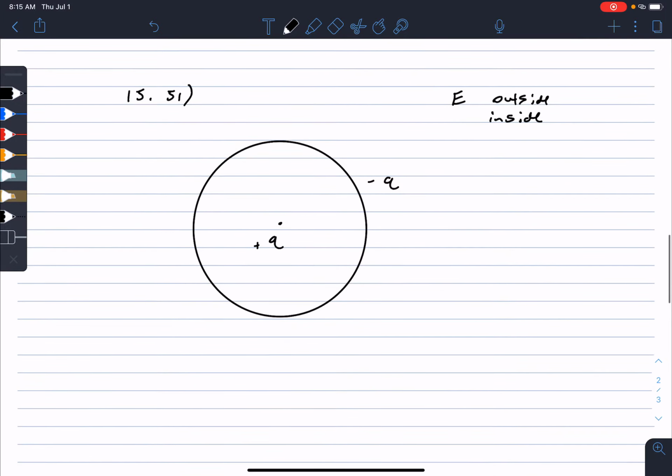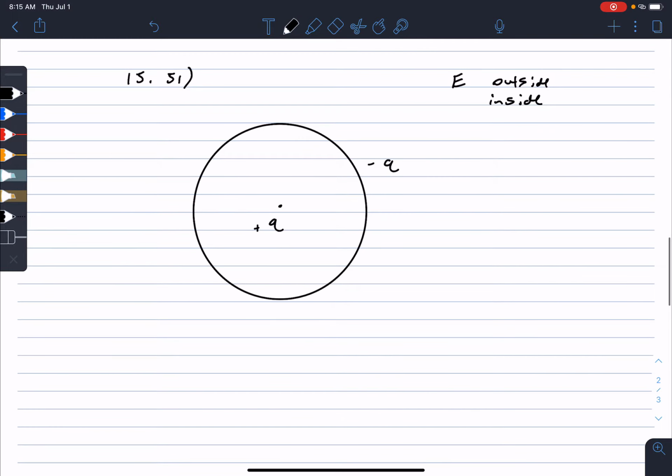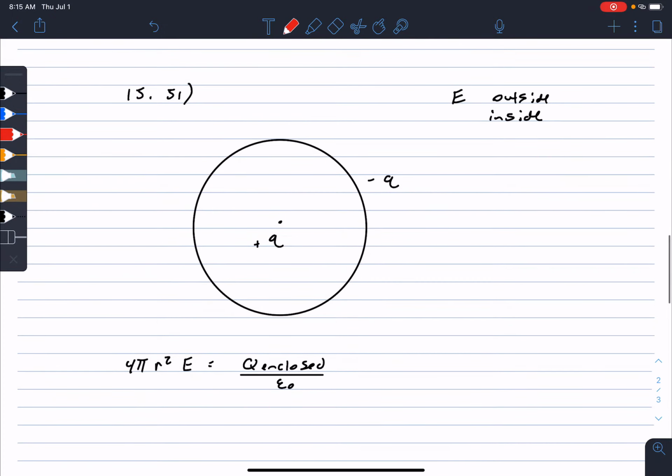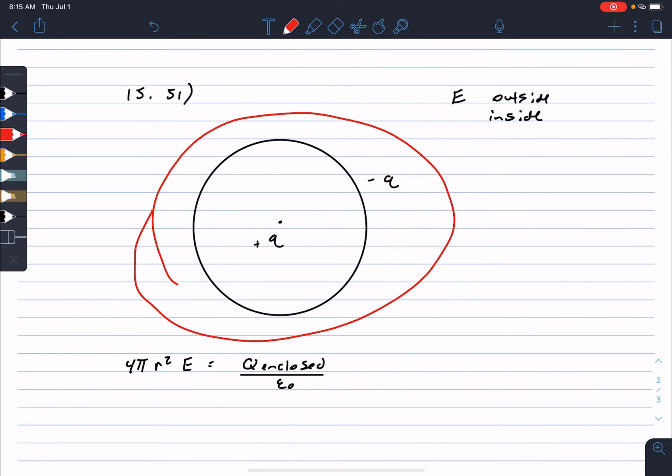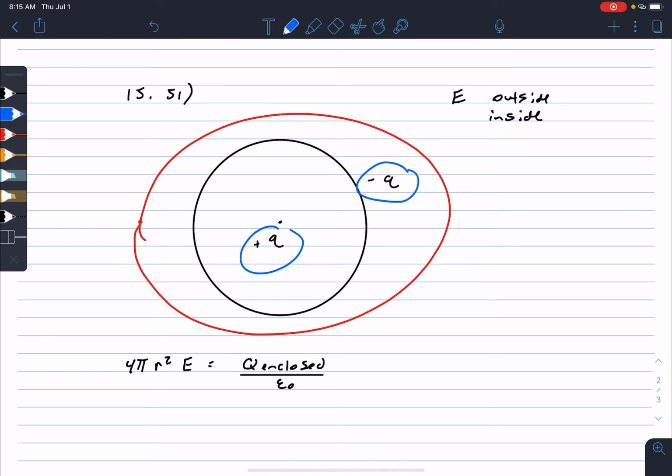So we need to use Gauss's law. The first one, outside, is actually pretty easy for this problem, because Gauss's law is going to give you 4 pi r squared times E is equal to the total charge enclosed over epsilon naught. So we need to draw a Gaussian surface. This is just some surface that we can draw around the whole scenario, right? Now the total charge enclosed is going to be negative Q plus positive Q.